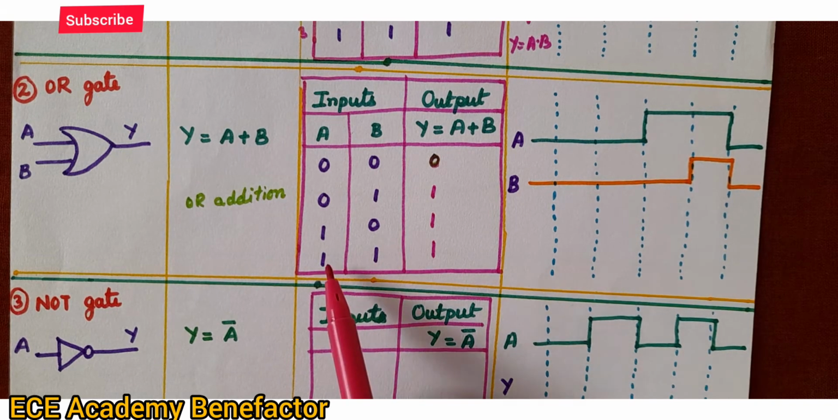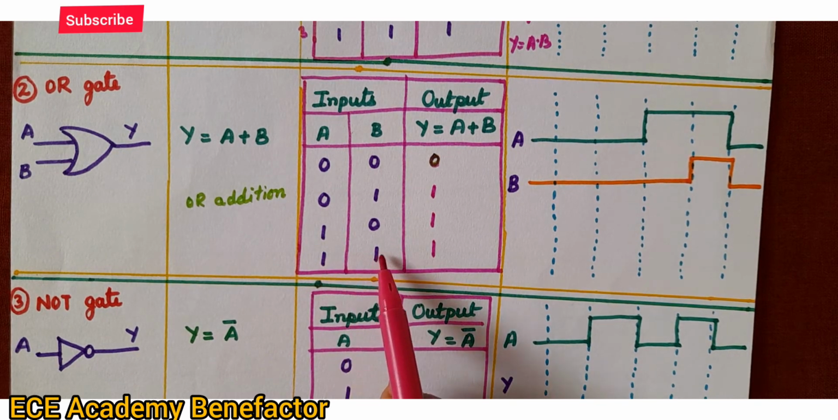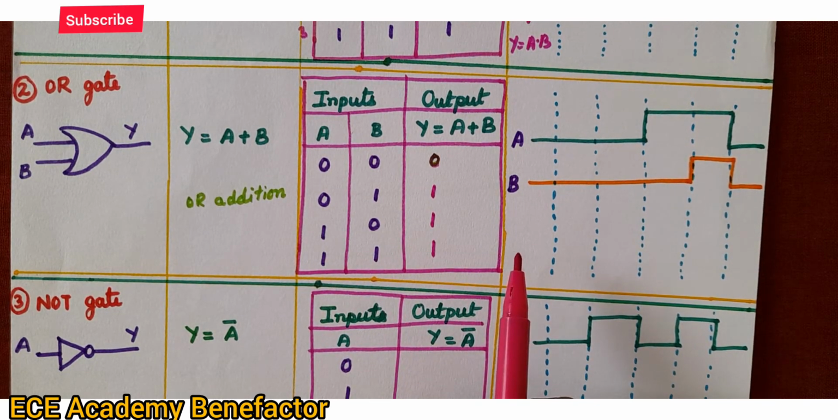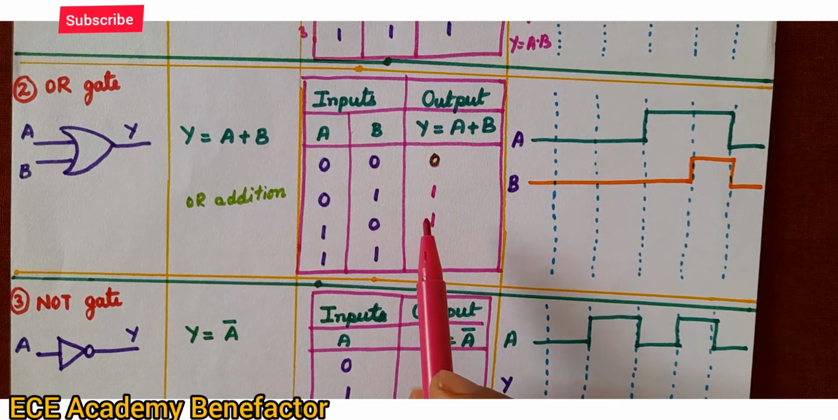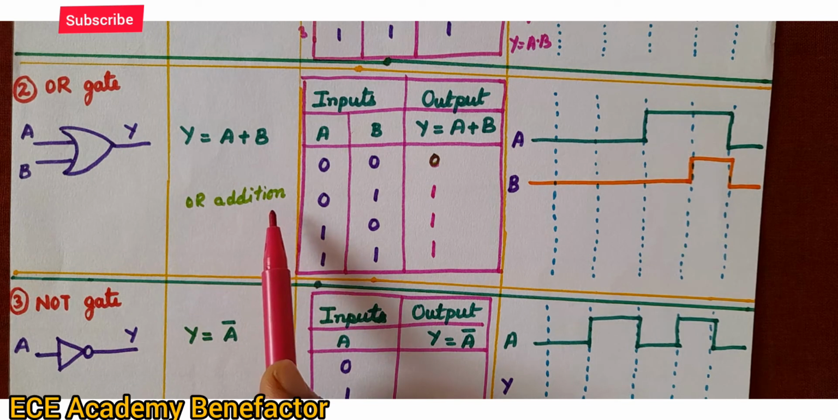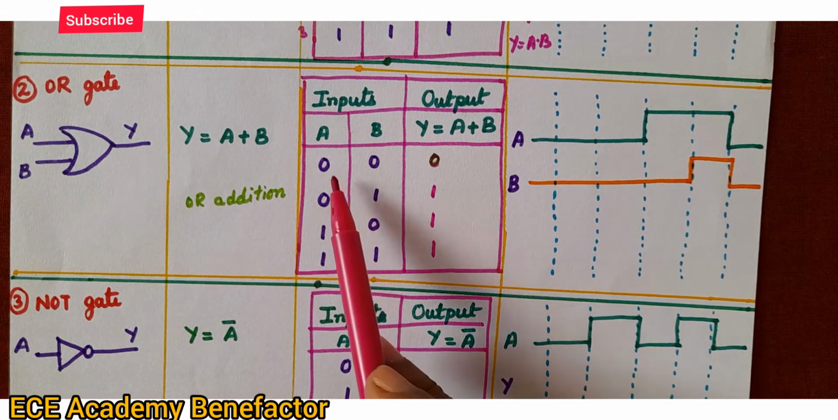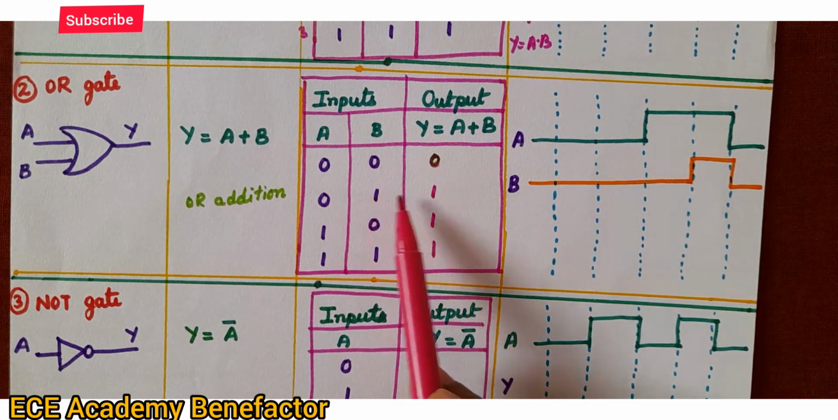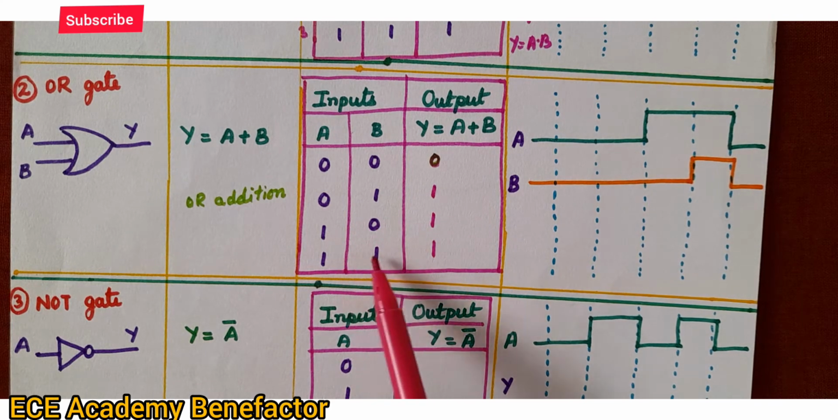In binary addition, what happens? 1 plus 1 will become 1 0. There is a difference between OR addition and binary addition. So, OR gate works on OR addition: 0 plus 0 is 0, 0 plus 1 is 1, 1 plus 0 is 1, 1 plus 1 is 1.